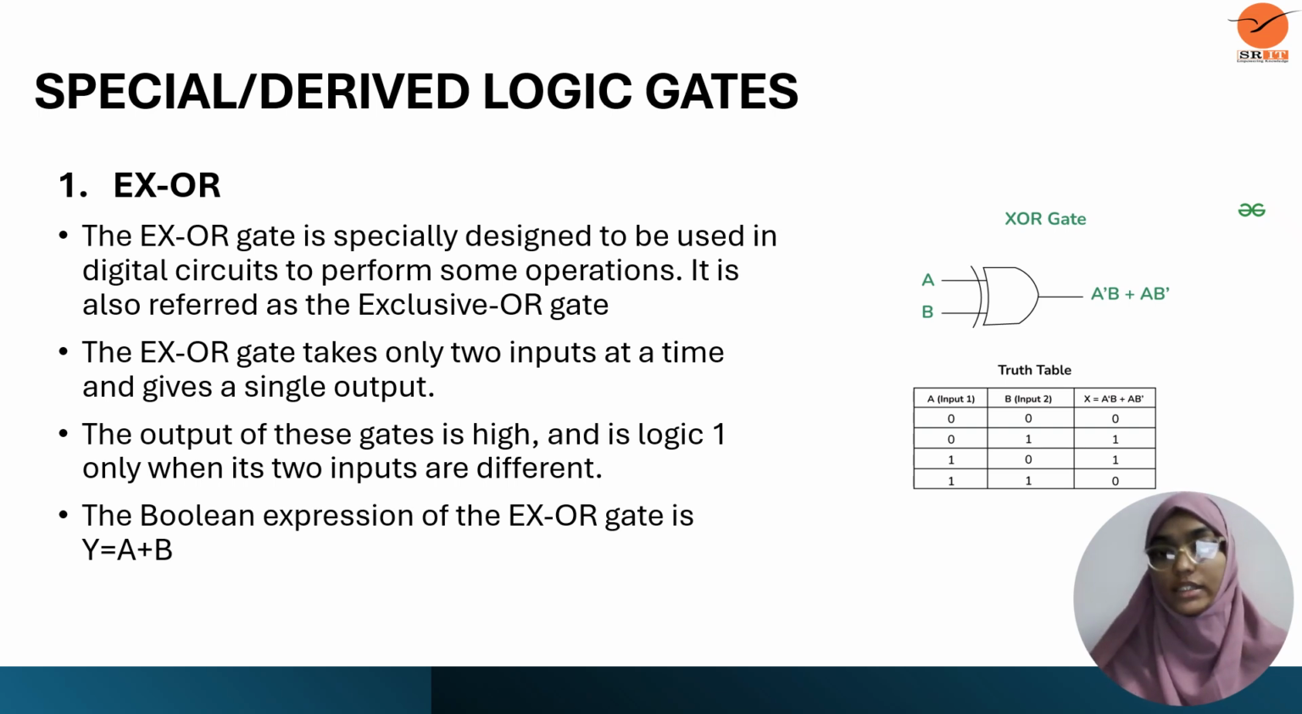Whenever we go through the truth table, when both inputs are low, we'll get the output as low, and when both inputs are high, then also we'll get the output as low. If one input is low and another input is high, then we'll get the output as high.